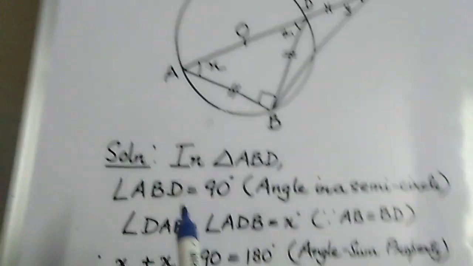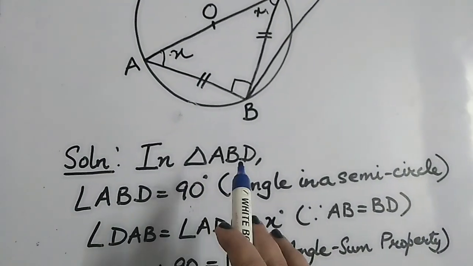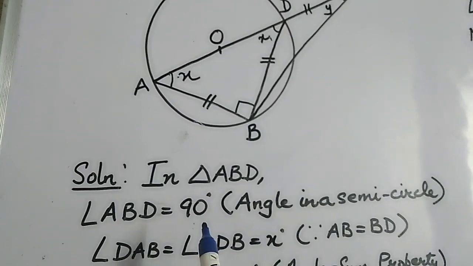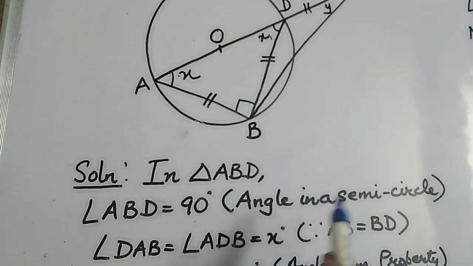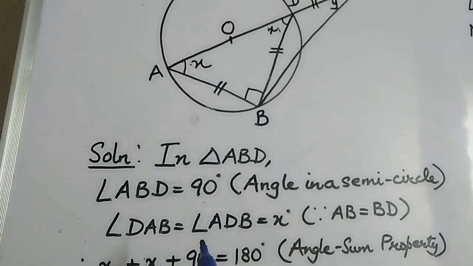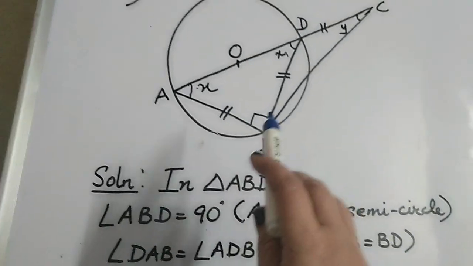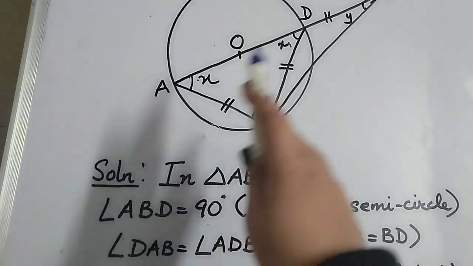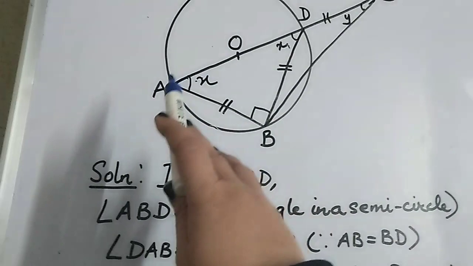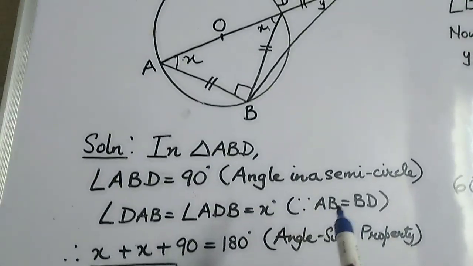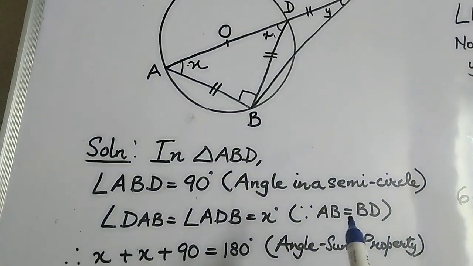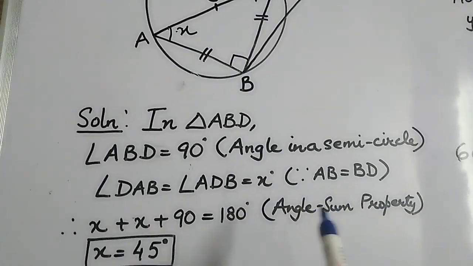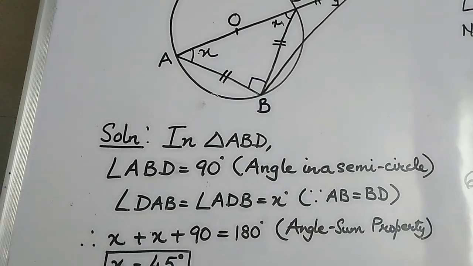You can see here in triangle ABD, I hope it is clear. Angle ABD is 90 degree. Why? Angle in a semicircle. Angle DAB, that is angle A, is equal to angle ADB, that is this, x. These two are equal to x. Why? Because AB is equal to BD. So x plus x plus 90 becomes 180, angle sum property, and x becomes 45 degree.